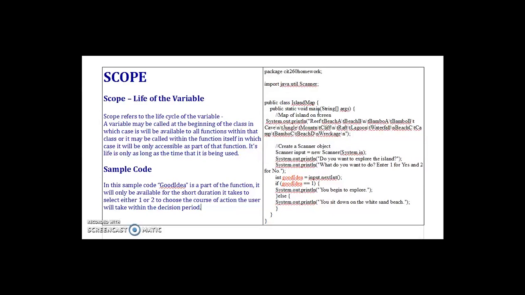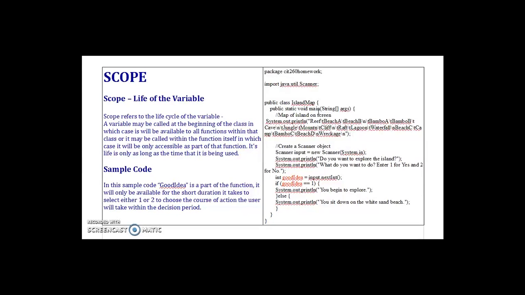If that variable is called within that function, then it is only available to that section of the function in which it was called. And in this case, the scope of that particular variable is only valid as long as that variable is being called. Once that call is no longer valid, then that particular variable will be gone, which would be the scope of that variable. It is only as good as the time that it is actually being called.